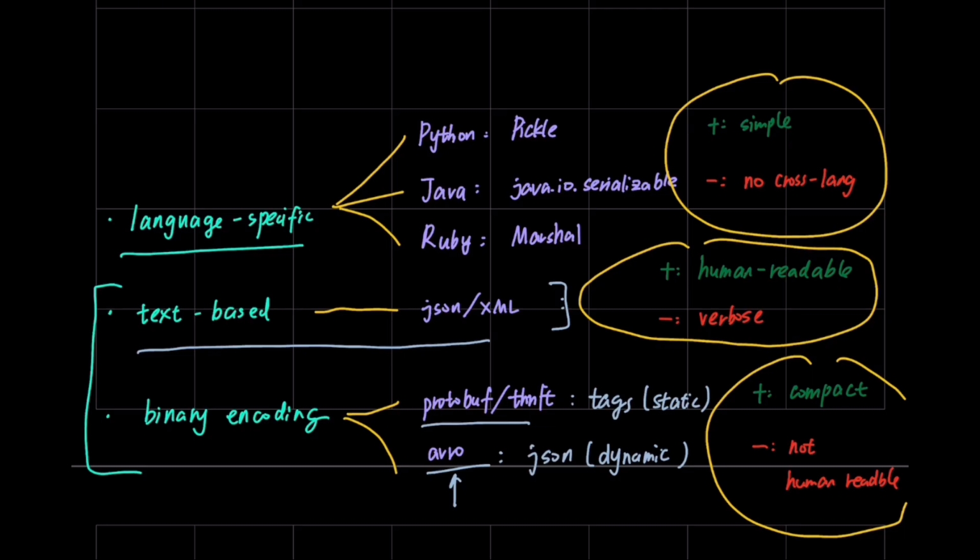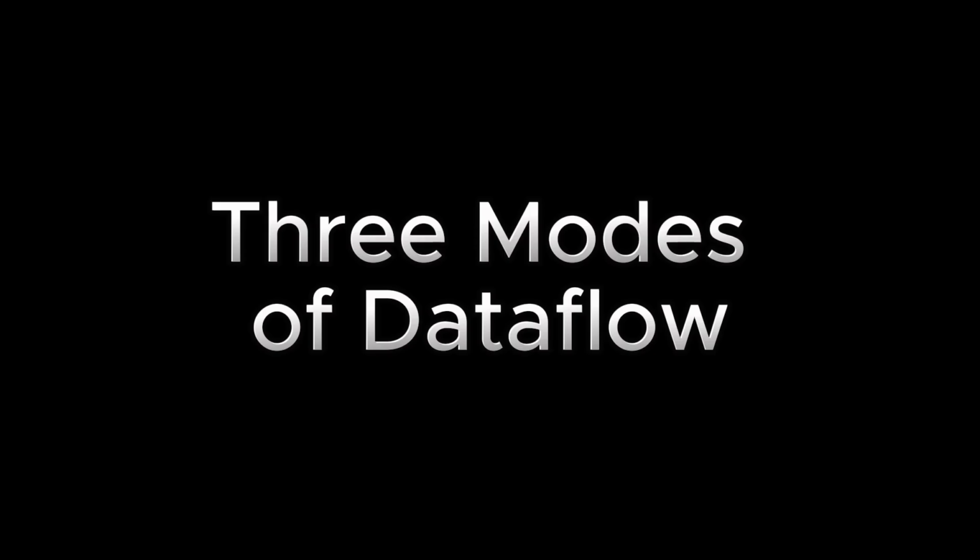So you can think about this as language-specific ones. They don't really have a schema, and text-based encoding formats have schema implicitly. The application code has to read the JSON and XML. And for binary encoding ones, they explicitly write and define the schema.